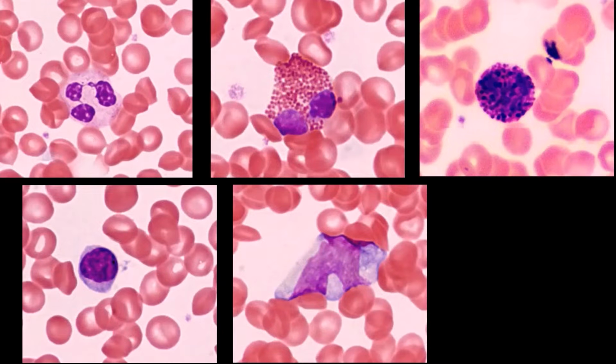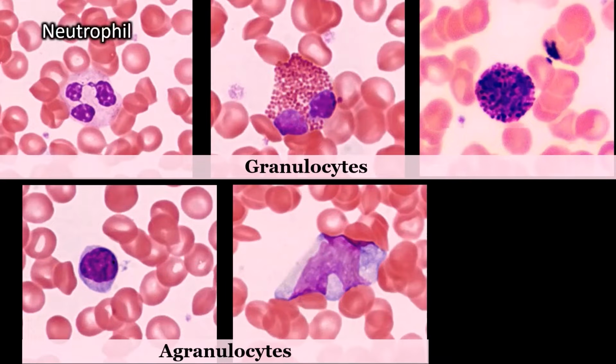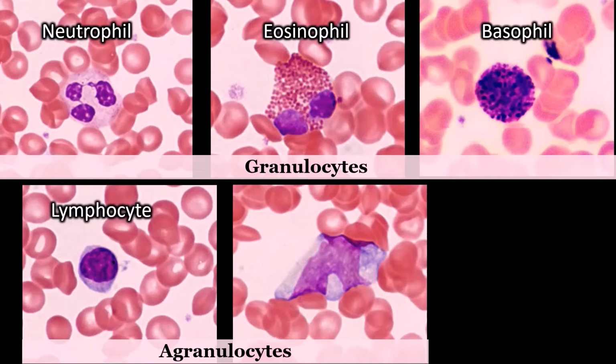In this video, I'm going to show you how to differentiate the different types of white blood cells, and then I'm going to give you a chance to practice identifying them. So there are two groups of white blood cells. There are granulocytes and agranulocytes. The granulocytes are neutrophils, eosinophils, and basophils, so they all end with phil. And the agranulocytes are lymphocytes and monocytes.